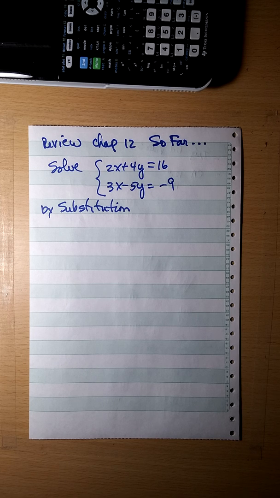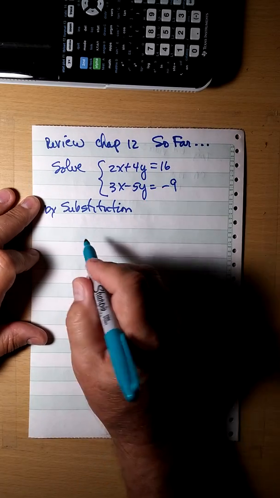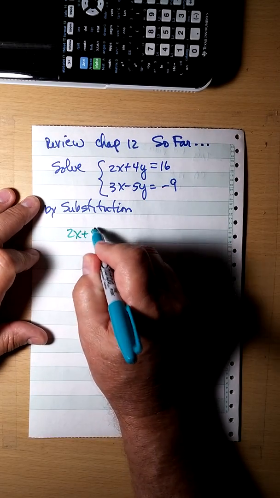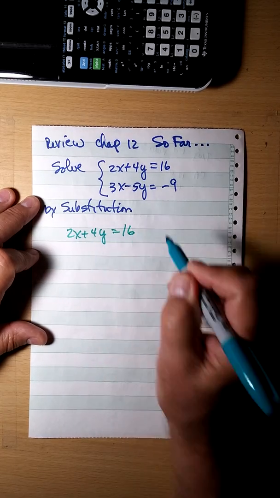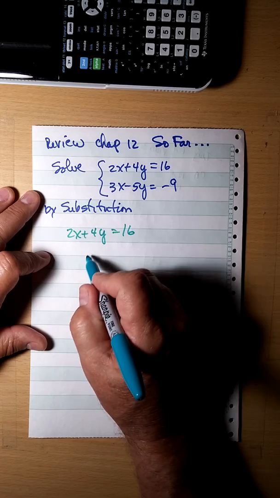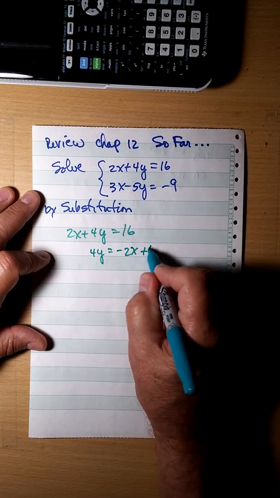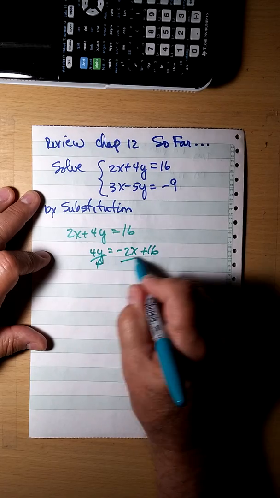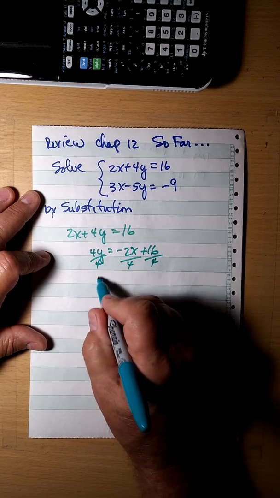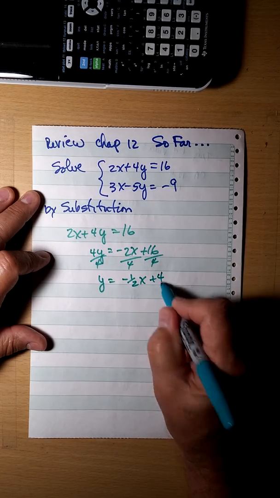By substitution. What do you do first? You take one or the other equations. I'll just take the first one and solve for one or the other variables. I'm going to solve for y, I guess. So 4y is equal to negative 2x plus 16. Divide everybody by 4. Y is equal to a negative 1/2 x plus 4.